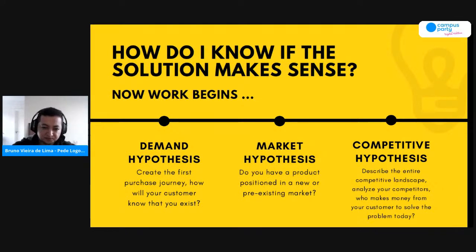Here, at this stage, and pay attention, only at this stage, you can place all your customer's suppliers as your competitors. This will give you a more accurate analysis of his purchase routine, right? A marketing routine, and how the market you are inserted in works.